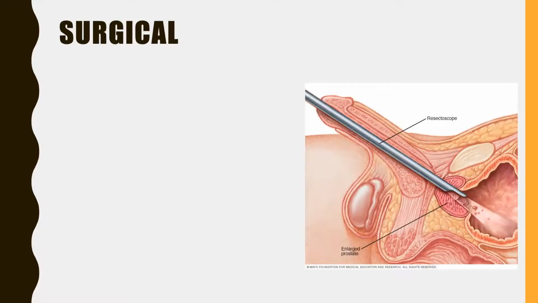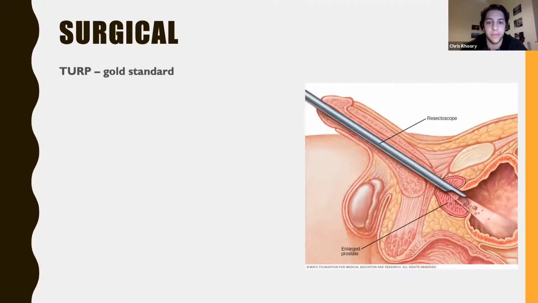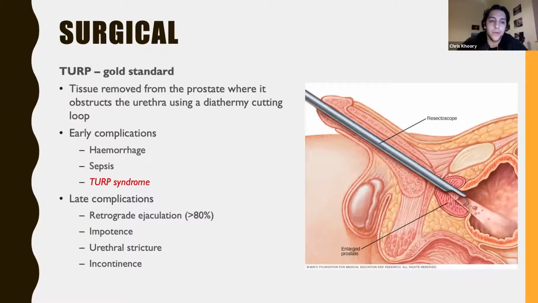TURP, brilliant. So TURP is the gold standard surgical procedure for BPH. Essentially during this procedure, tissue is removed from the prostate where it obstructs the urethra using a diathermy cutting loop. There are quite a few complications of TURP. So early complications are hemorrhage, sepsis, and something called TURP syndrome.